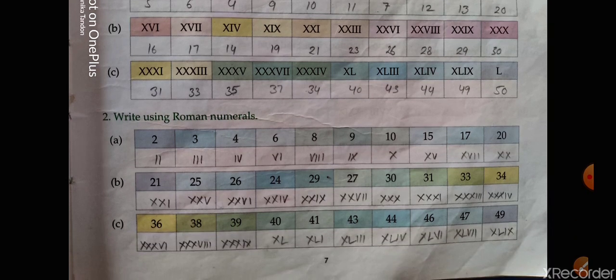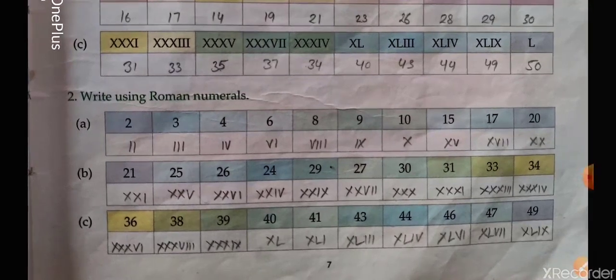Coming to the second one, we have to write Roman numbers using our Hindu Arabic numbers. That is, we have to write Roman numbers using our numbers. So 2, 3, 4, 6, 8, 9, 10, 15, 17, 20 have already been written; they have already given it in the video. 21, how is 21 written? 10 plus 10 plus 1 is 21. So X, X and I.